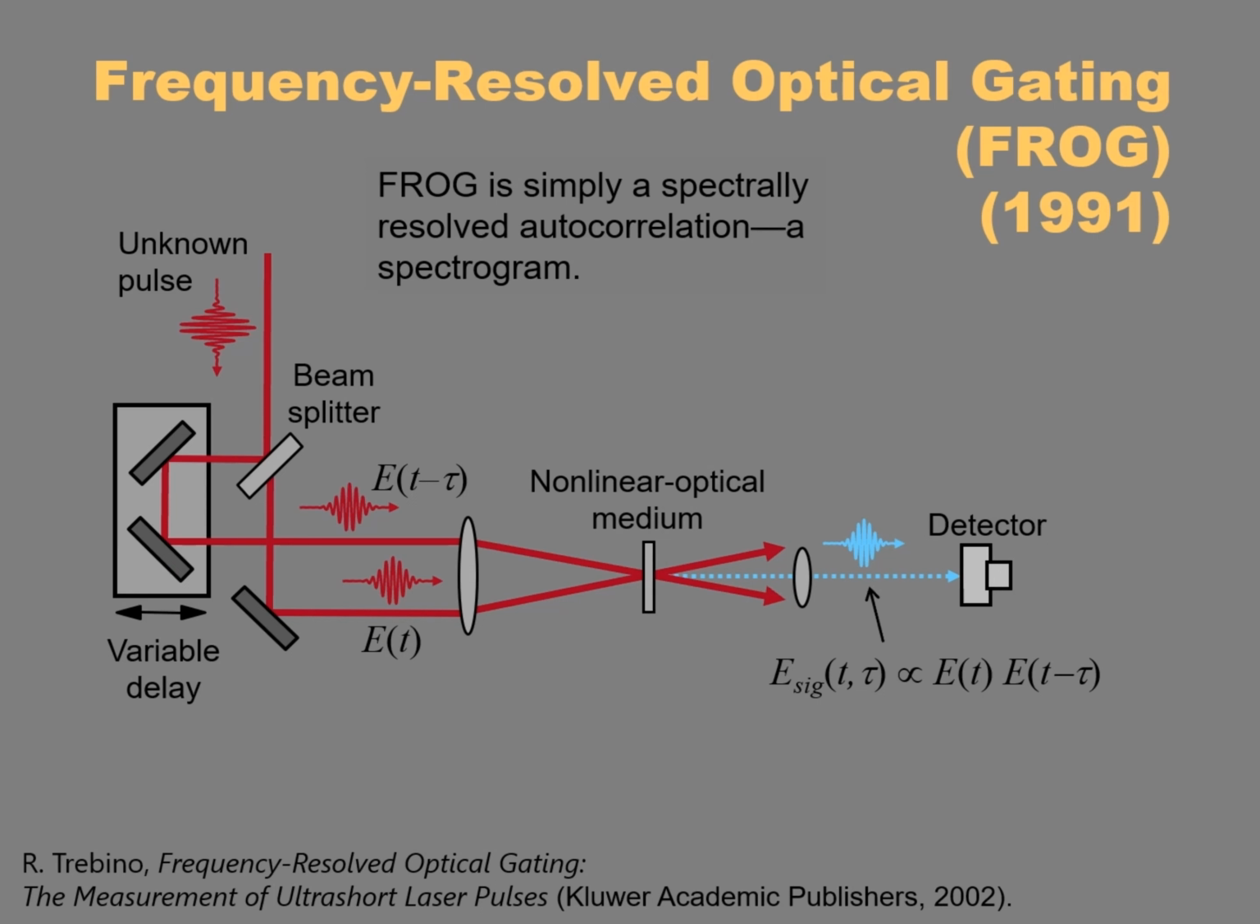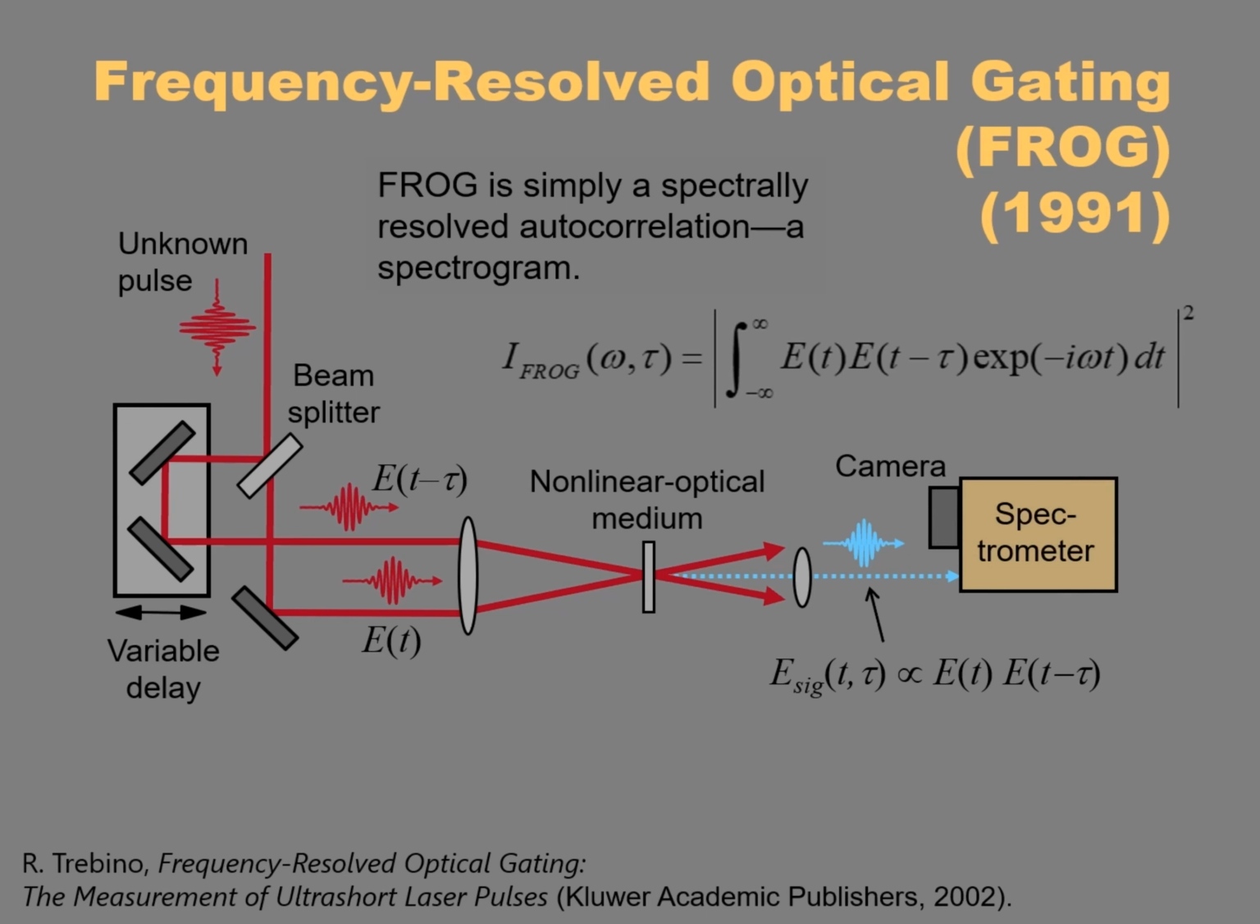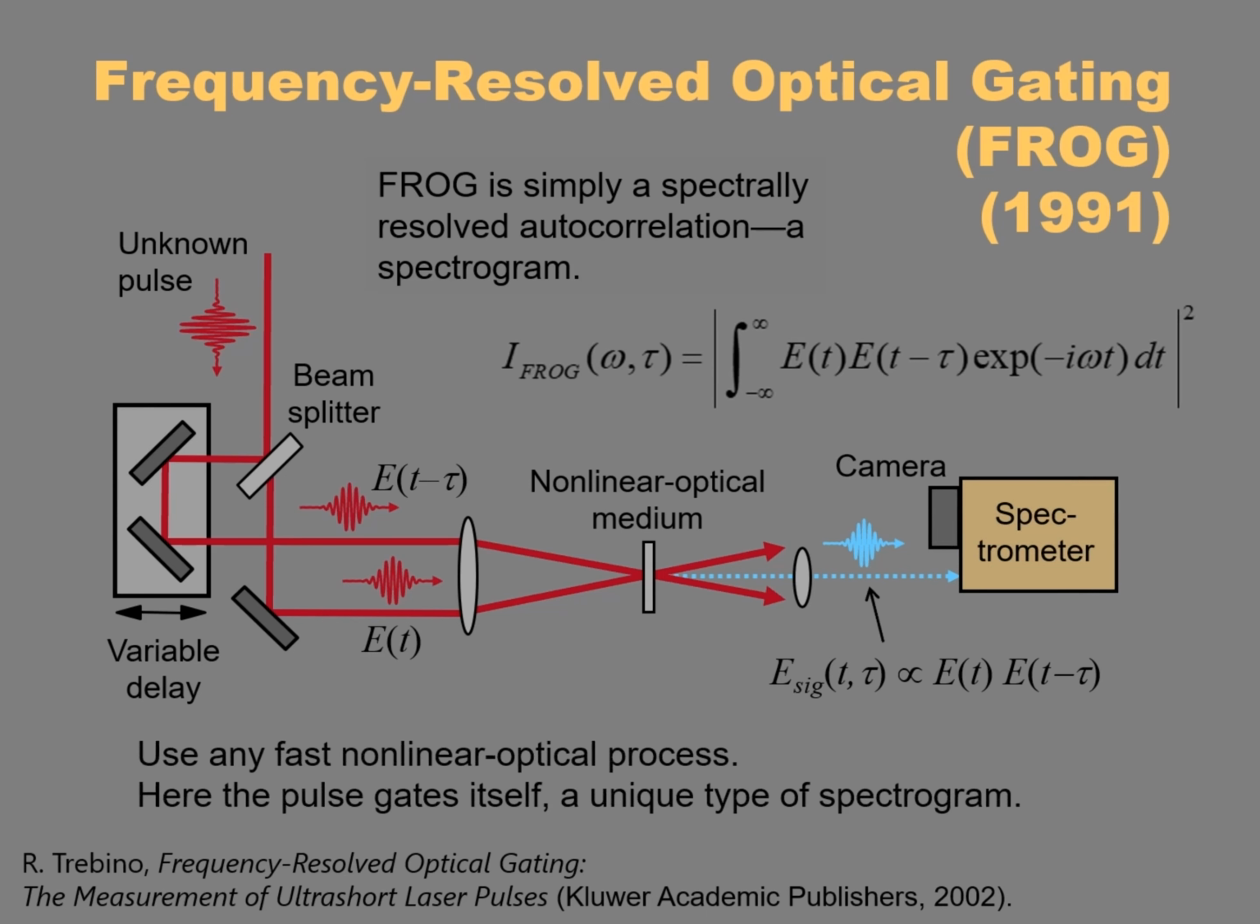So how do we make spectrograms? Well, the approach is called frequency-resolved optical gating, or FROG, and it's simply a spectrally resolved autocorrelation. The autocorrelator's energy detector is replaced with a spectrometer, and the result is a spectrogram. You can use any fast nonlinear optical process. Unlike most spectrograms, however, here the pulse gates itself. It has to. There's no shorter event available.